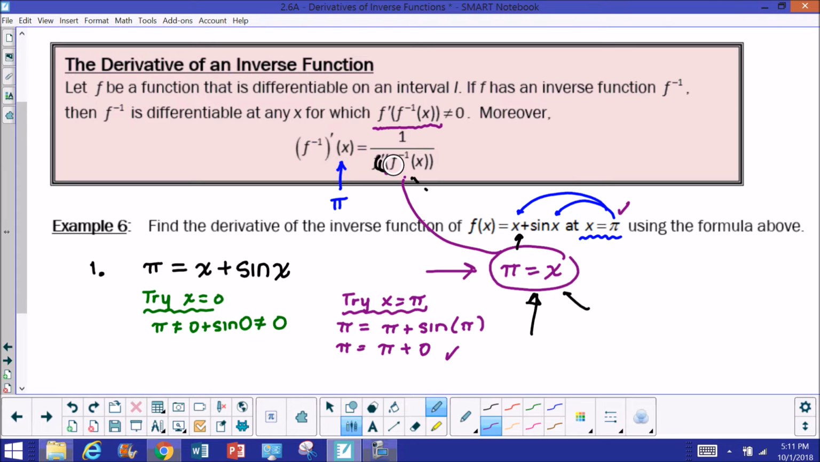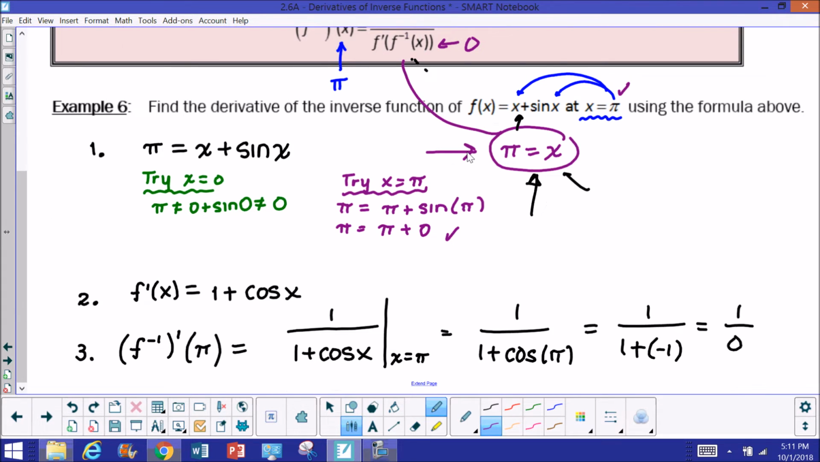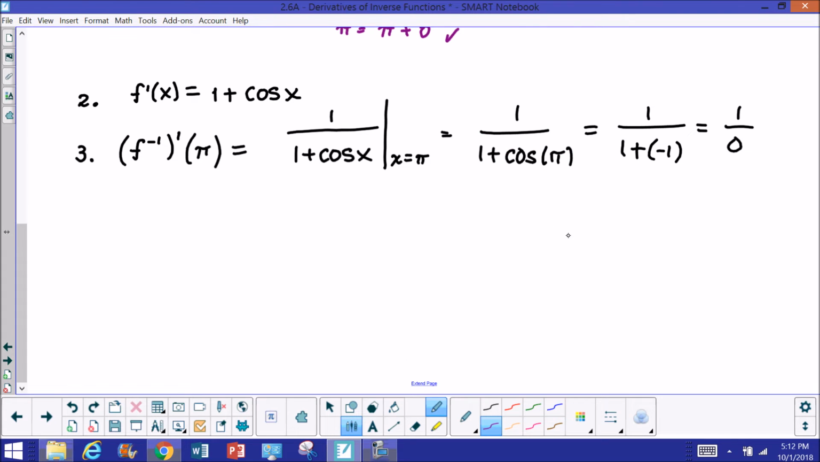If I erase all this, we can see that this was the part that was 0. So it seems like we've done a lot of work here to come up with the conclusion that this function does not have an inverse at that particular point. And so we would answer it with the simple "does not exist."